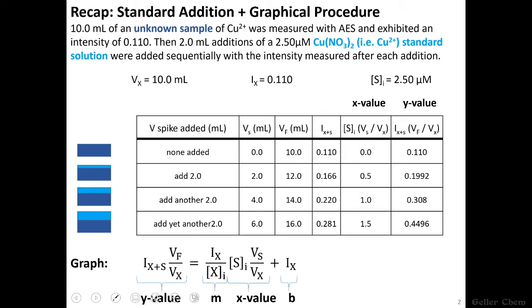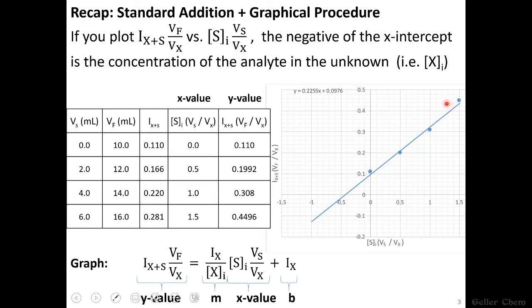For the y value, we use a different combination. We take the intensity of each data point, multiply by the final volume, and then divide by that initial volume of the unknown by itself. And then these become the values that get plotted on the y-axis of our graph. And our graph looks like this. There are the 4 data points that correspond to these numbers here. You can verify that for yourself. And then we plot a linear trend line through the data and take it all the way to the x-axis.